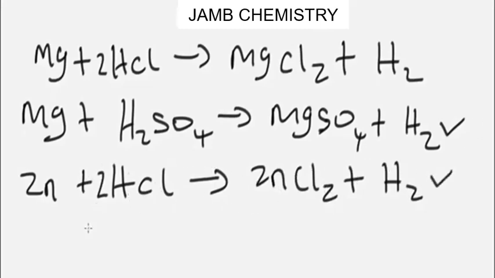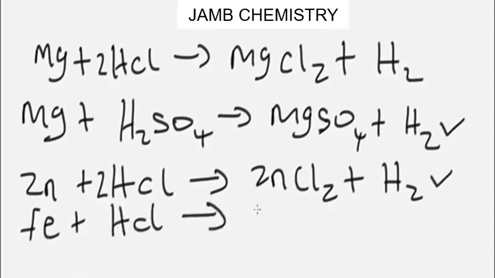Balanced. Now, another typical example is when iron reacts with hydrochloric acid. The output now will be iron chloride plus hydrogen gas.